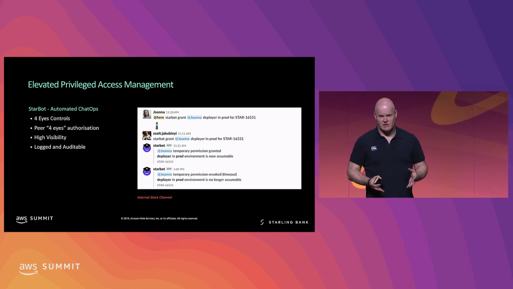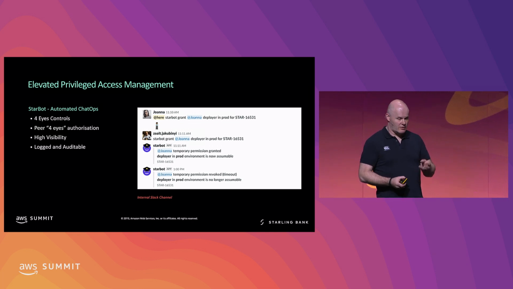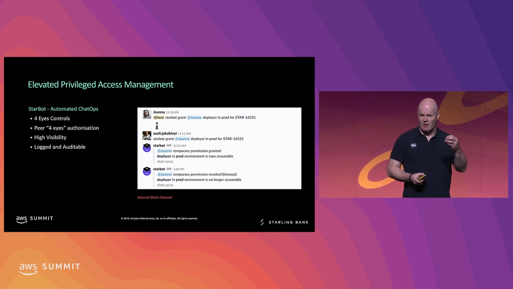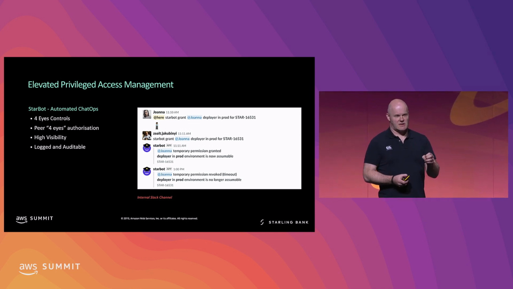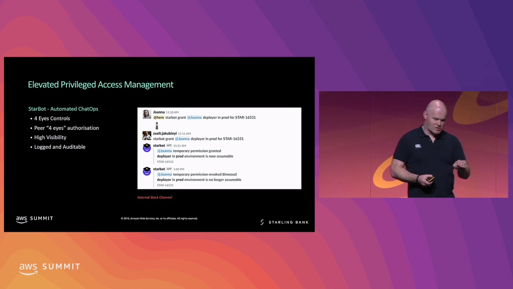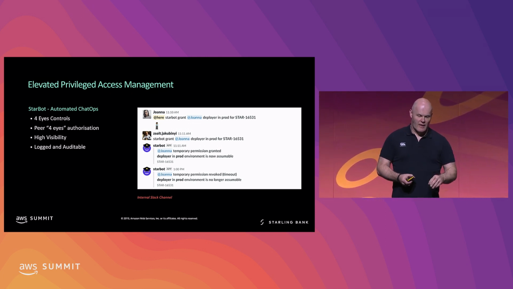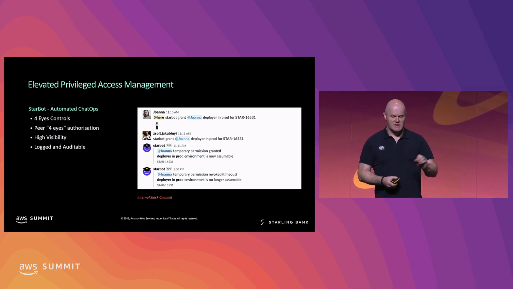When Joanna's finished what she's doing, she can either manually, through this process again, through the bot that's behind this chat channel, revoke her privileged access, and if she doesn't, and what's happened in this case, and you see on the bottom line, is that the bot has actually revoked her access because it's timed out.